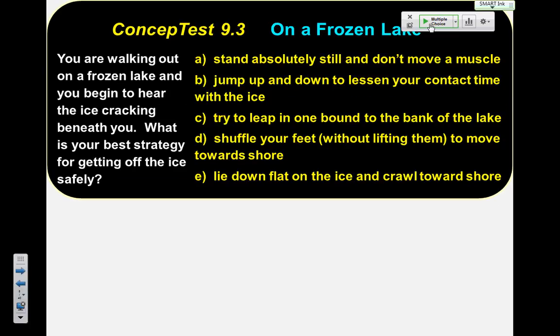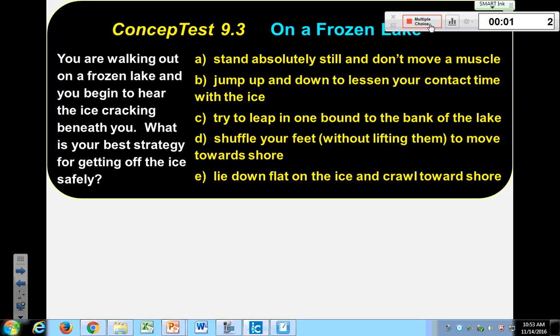You're walking out on a frozen lake. You begin to hear the ice cracking. What's your best strategy? This happens to y'all every winter, doesn't it?